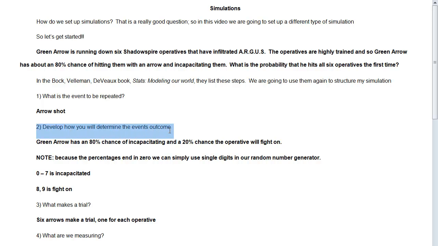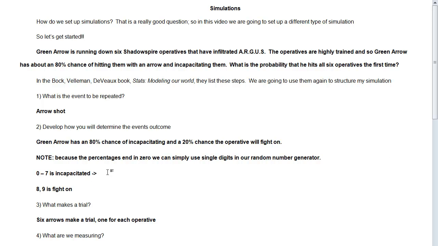Develop how you will determine the event's outcome. Well, for an arrow shot, Green Arrow has about an 80% chance of incapacitating them, and a 20% chance the operative will fight on after being hit, because we know arrow doesn't miss. Note, because the percentages end in 0, we can simply use single digits in our random number generator. So 0 to 7 is incapacitated.